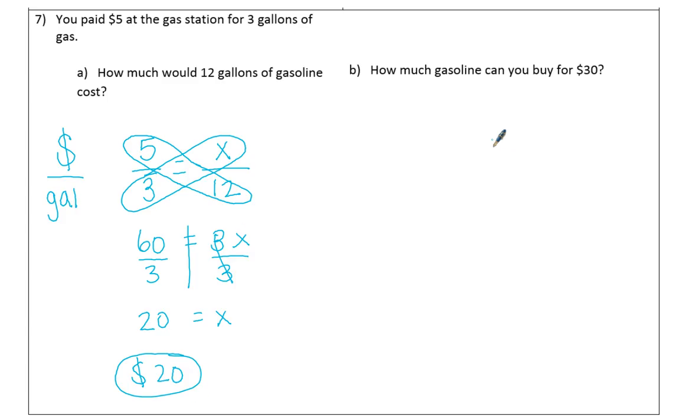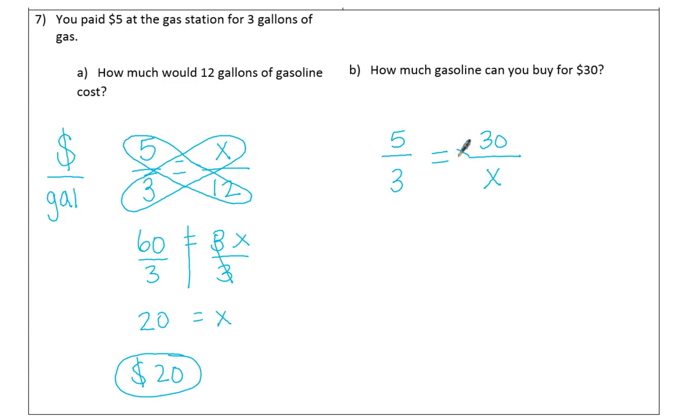Now in B it says how much gasoline can you buy for $30. So we're looking for something different. Now we're looking for the number of gallons we can buy. We already know how much money we're spending. So we're going to use our same 5 over 3 to set this up, just as we did in the first one. But now it says we're going to spend $30. Well, our money needs to go on top. So that's going to go on the top of our second ratio. And then it's saying how much gasoline can you buy. So that's the gallons. We don't know what it is. That needs to be x in this case.